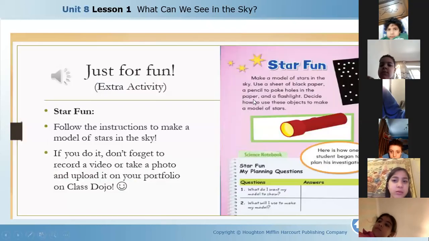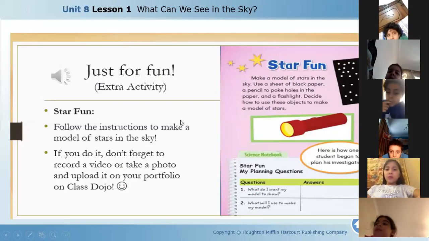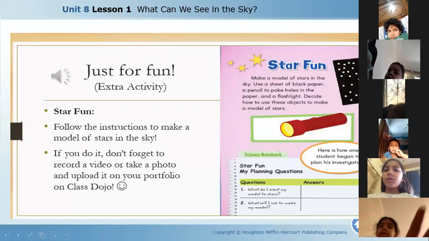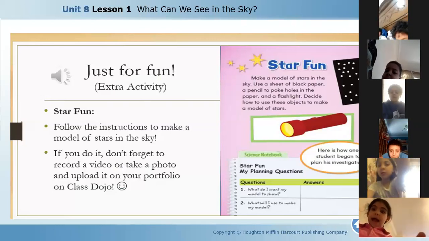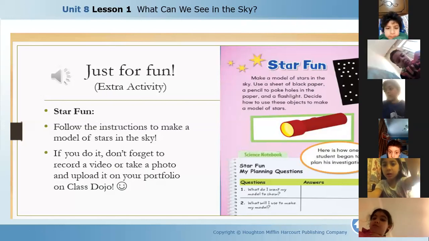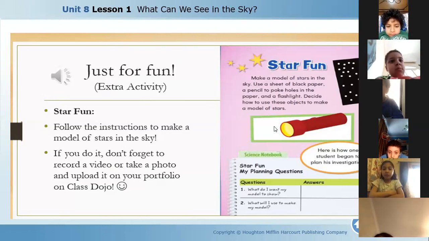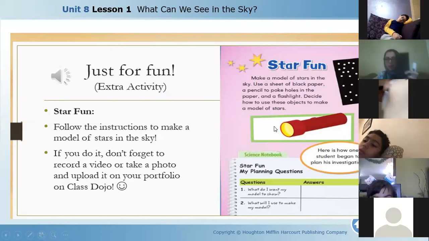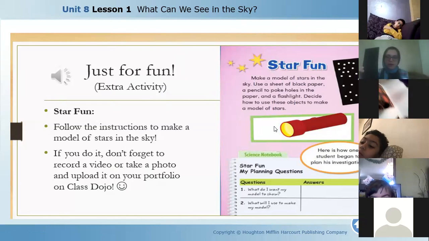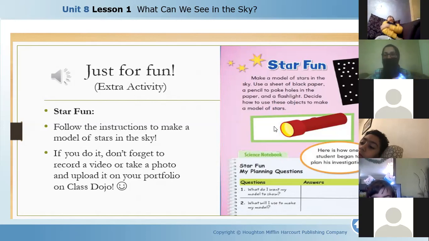Bravo. Now I have an interesting activity and I want you to try to do it at home, and you're going to take a picture of it or a video and send it to me on Class Dojo in the science portfolio. You will need a black cardboard or canson sheet, a pencil, and a flashlight like this one. If you don't have this one, you can use the flashlight of the mobile phone. And you're going to use the pencil to poke or make holes in the black sheet. And then you're going to use the flashlight at the back.